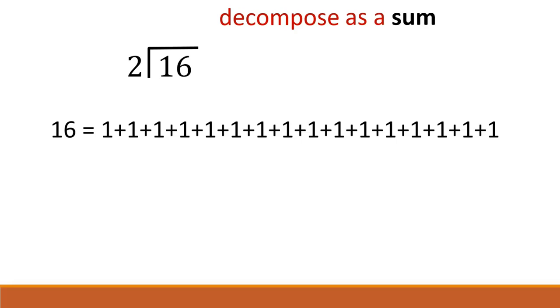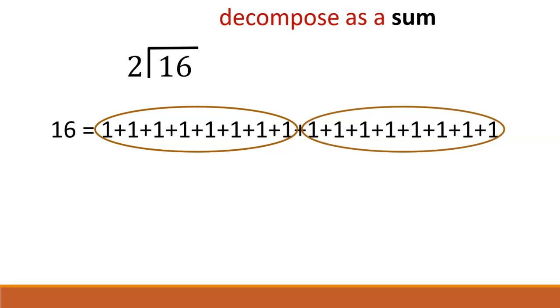Now we'll take those 16 ones and compose them according to what we're dividing by, which is 2. That tells us that we need to divide this into 2 equal groups. Each of those groups contains a sum of 8, and that's why 16 divided by 2 is 8.